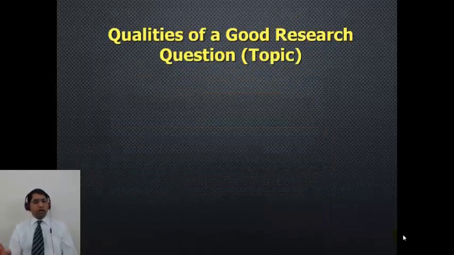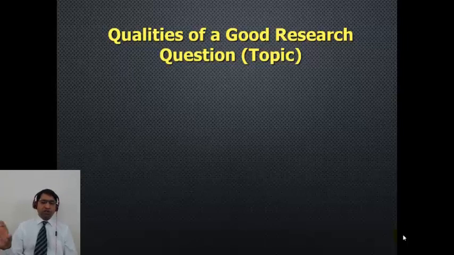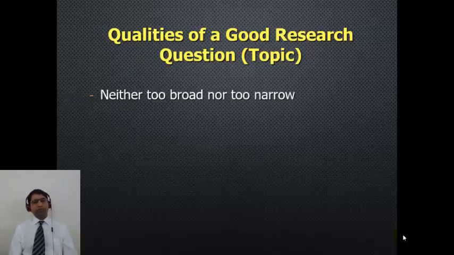Okay, before moving to our example, just very briefly, I would like to discuss the qualities of a good research question. A good research question means a good research topic, or the main research question. Neither should it be too broad nor very narrow. For example, you say the influence of a good teacher on students. I mean, this topic seems to be too broad. Influence of a good teacher. What do you mean by good?